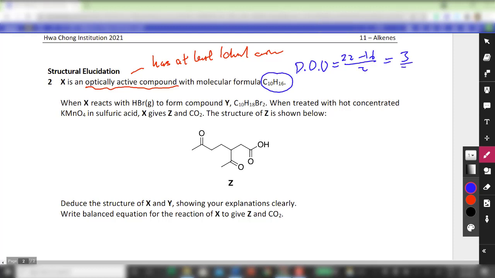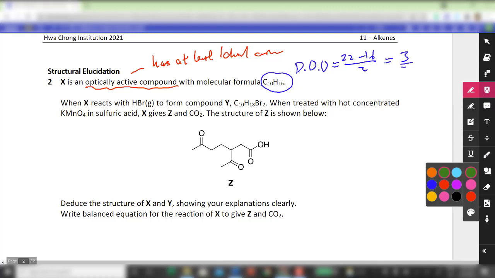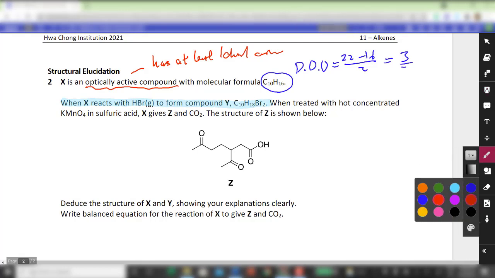Because you have a lot of combinations, you might think that calculating degree of unsaturation is kind of useless. It need not be the case, because if you scrutinize the remaining clues given to you, it will be quite obvious that our unknown has 2 CC double bonds and 1 ring. How do we conclude that? Let's look at the first line. You were told that when X reacts with HBr gas, it forms this particular compound. If you take the difference between the two formulae, you realize that 2HBr has been added.